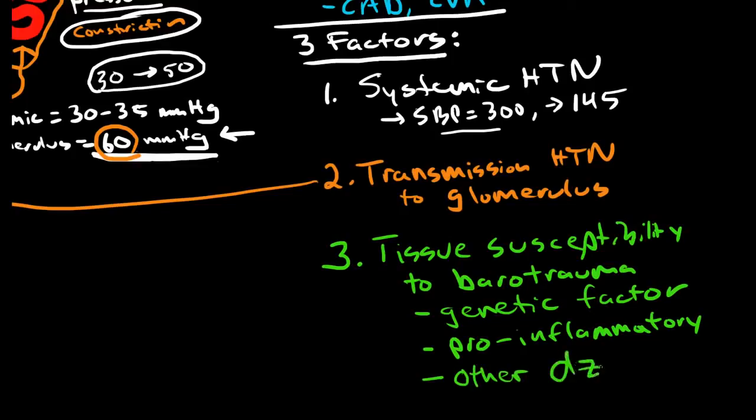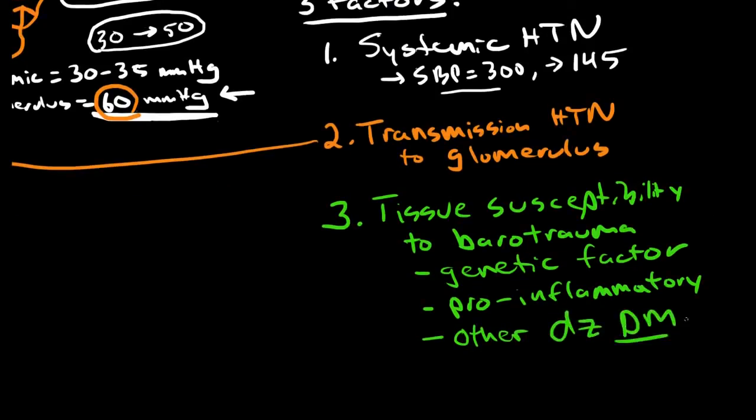Chief among them would be diabetes. Also, obviously more rare, but not as rare as you think, and I'm surprised at how often I come across it, is the congenital absence of a kidney. If you only have one kidney, the other kidney is going to be more susceptible to pressure changes. And the list could go on.